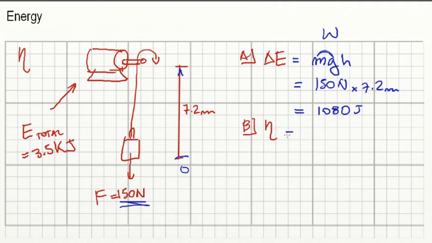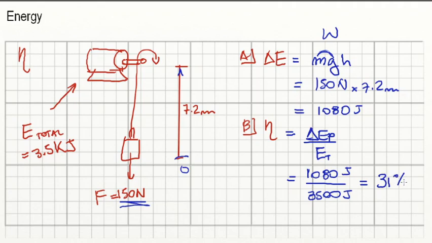Now, to calculate our efficiency, we have to divide the change of energy, in this case the change in gravitational potential energy, by the total energy which was supplied. So in this case, our gravitational potential energy change was 1,080 joules, and the energy which was supplied by the motor was 3,500 joules. So this would turn out to be around 31%.